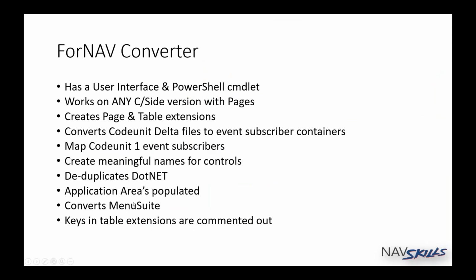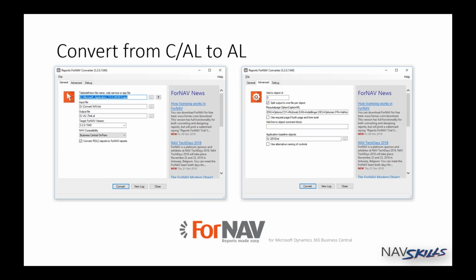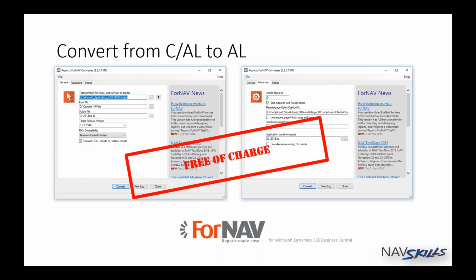Application areas are populated, menu suites are converted, and keys are commented out because we cannot add keys to standard Navision tables. You have to use the Azure optimizer to create keys at runtime. I showed you this. This is the UI from the conversion tool. It's free of charge, right?